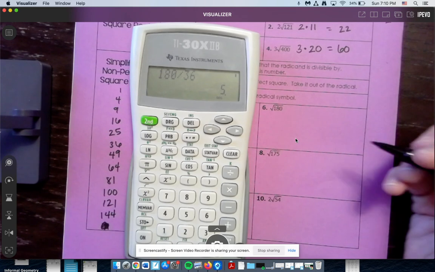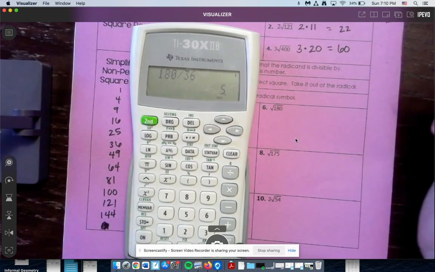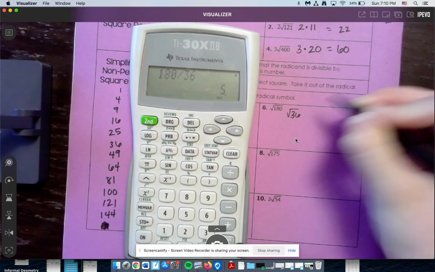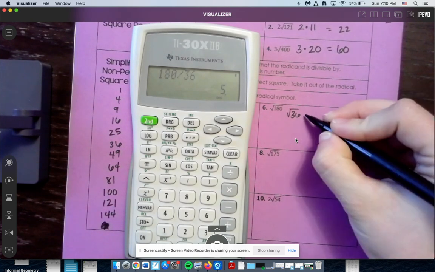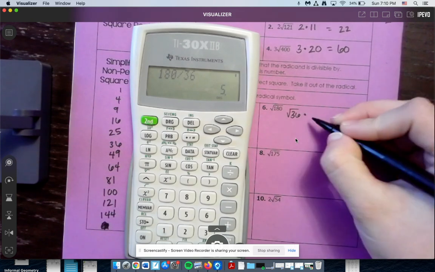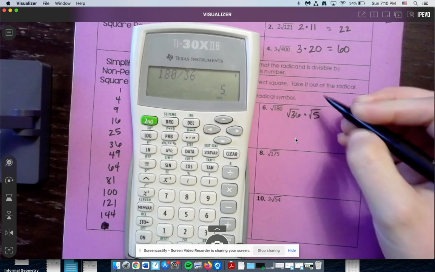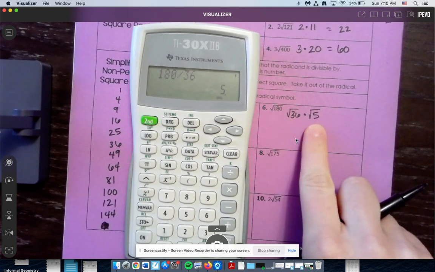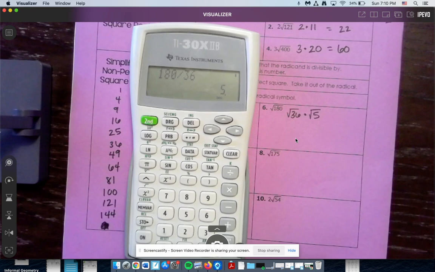That's great. So now we're going to rewrite the square root of 180 as the square root of 36, because that's what went in there. It's our perfect square. And how many times did it go in there? 5. So all we did again was rewrite the square root of 180 as the square root of 36 times the square root of 5. And now we can break it down.